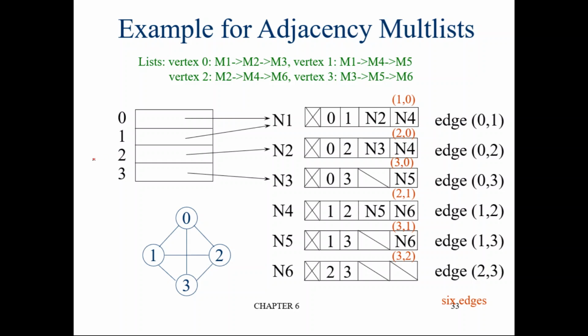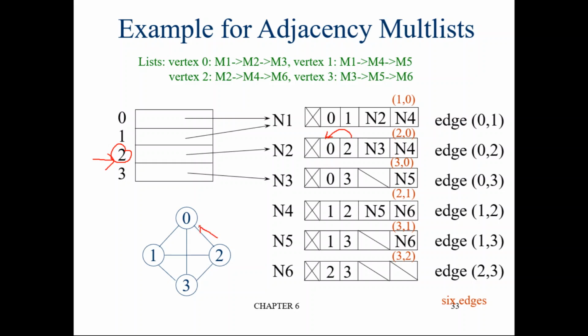Similarly, we will see for vertex 2. Vertex 2 points to N2. Here it is 0 to 2, but our source is 2. So you should not see it as 0 to 2, you have to see it as 2 to 0. If it is 2 to 0, which path do you take? N4. So now we have done one edge, 2 to 0.